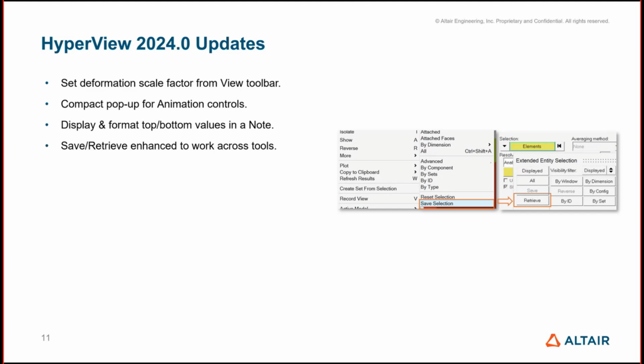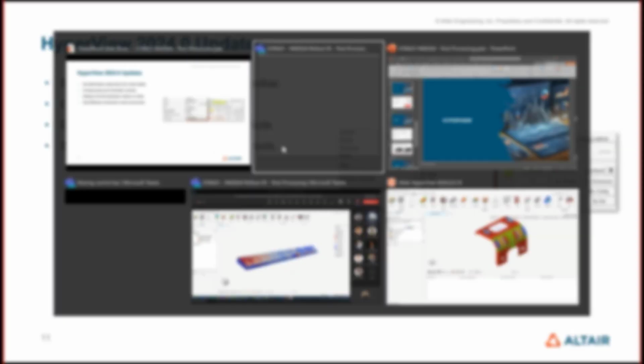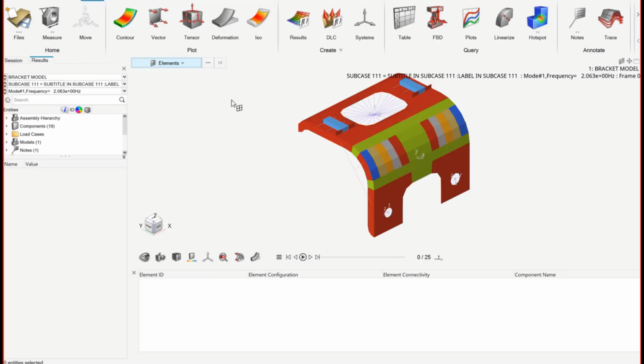If you have used the current HyperView, you may have noticed that the save and retrieve functions work only between certain tools today. But from the 2024 release, you would be able to do it across any of the tools. Actually, I want to just highlight this point a little bit more with a short demo. This might be very useful to know for certain users, right?